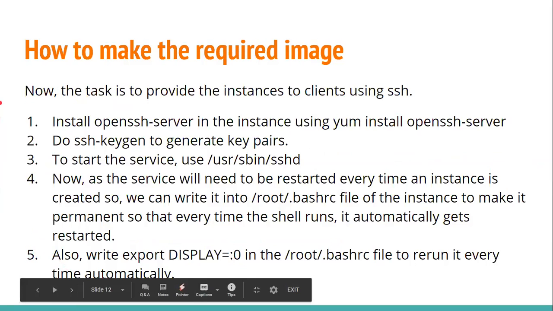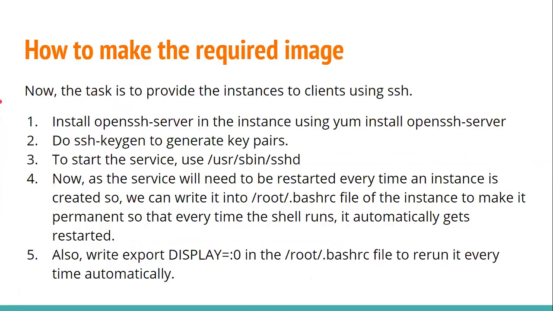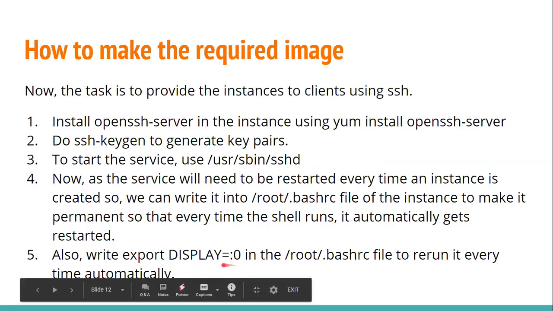Now the task is to provide instances to clients using SSH. So we need to install an SSH server in the Docker. We have used OpenSSH server. Using this command, we generate key pairs, and then we start the service by this command as shown here. Now, as the service will need to be restarted every time an instance is created, we can write it into the .bashrc file of the instance to make it permanent, so that every time the shell runs, it automatically gets restarted. Moreover, to make export DISPLAY=:0 permanent, write this in the .bashrc file as well.